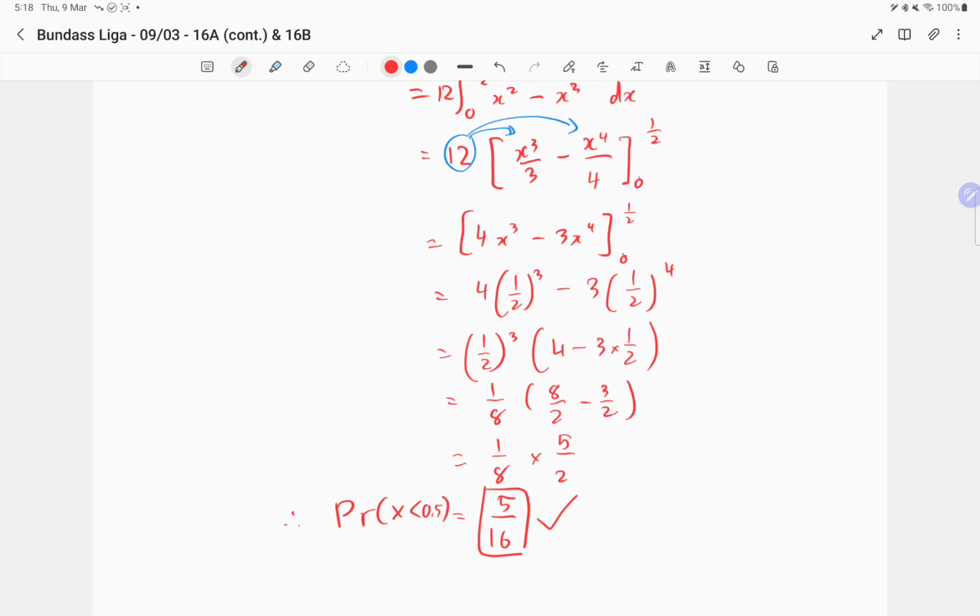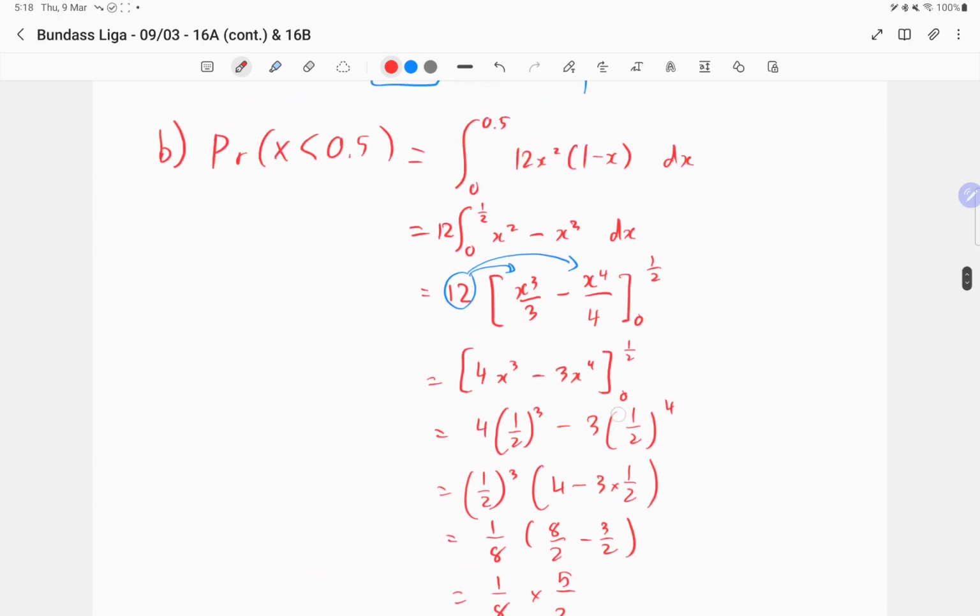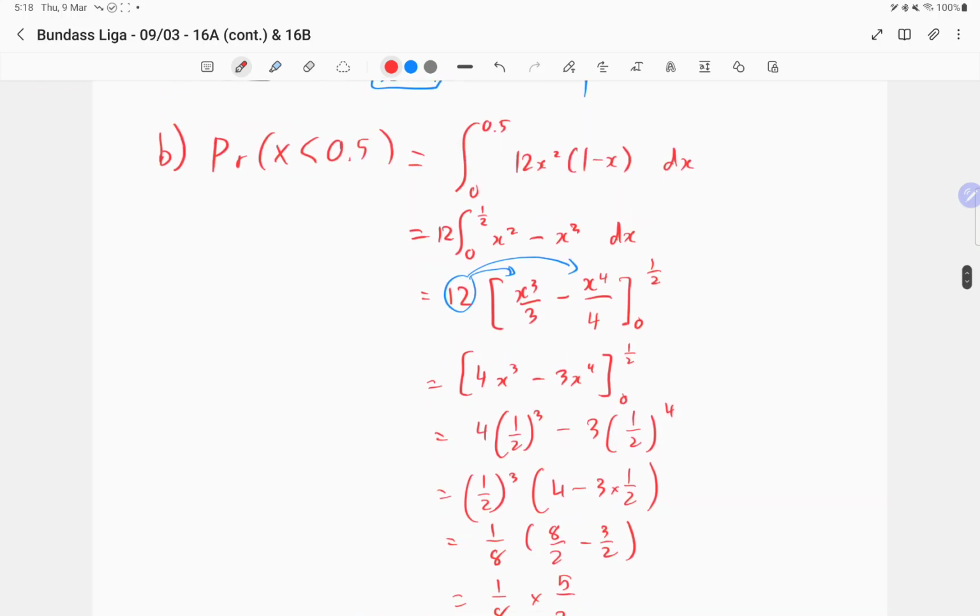Did you guys get 5 over 16? Yeah. Okay, did you get that one, Sahar? No. What did you get? You got basically the answer of big F of 0.5, right? I got 1 over 8. Because I made the antiderivative x to the power of 3 times 3 minus 4x. It's 3x minus 4. It's 3x minus 4.